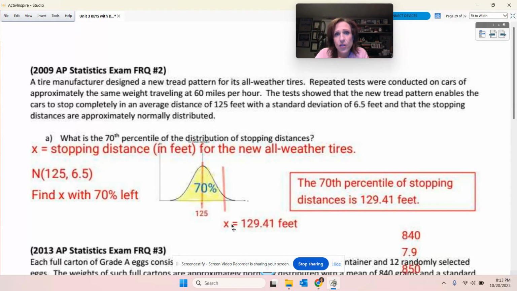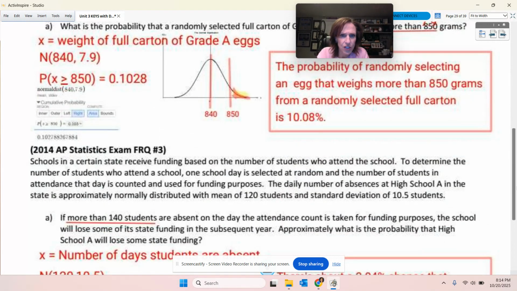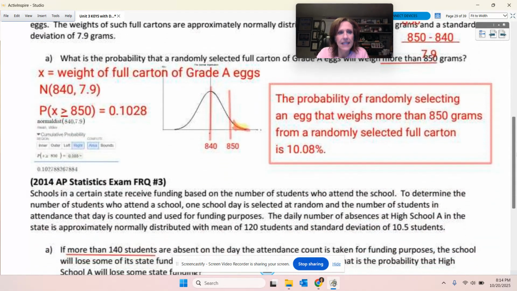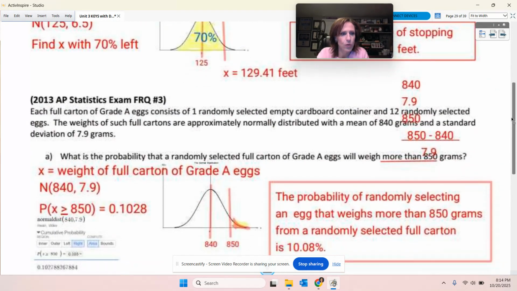Five, answer the question. So I went and I put this into Desmos. Why do I not have a picture of the Desmos that I put in here? But anyway, I don't. So I just did normal distribution, normal dist with this in the Desmos, and I found the boundary with 70% to the left. All right, so that became 129.41 feet. And the last one, well, no, we still have several more.